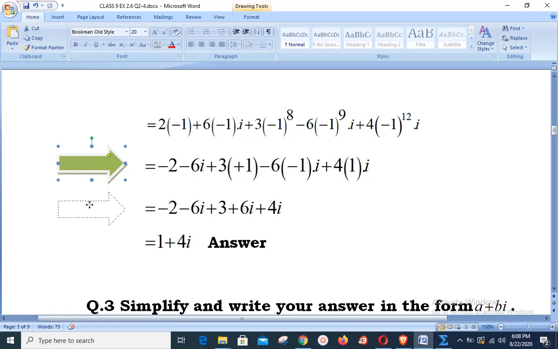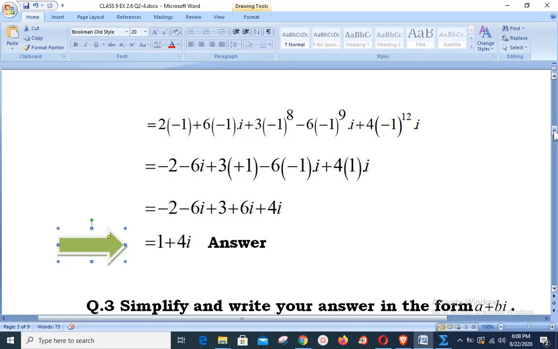Simplifying the like terms, in the next step we have minus 2 minus 6 iota plus 3 plus 6 iota plus 4 iota. Gathering the real parts and the imaginary parts, we are left with minus 2 plus 3 is equal to 1. Minus 6 iota plus 6 iota will get cancelled. You are left with plus 4 iota. So my answer in this case is 1 plus 4 iota.